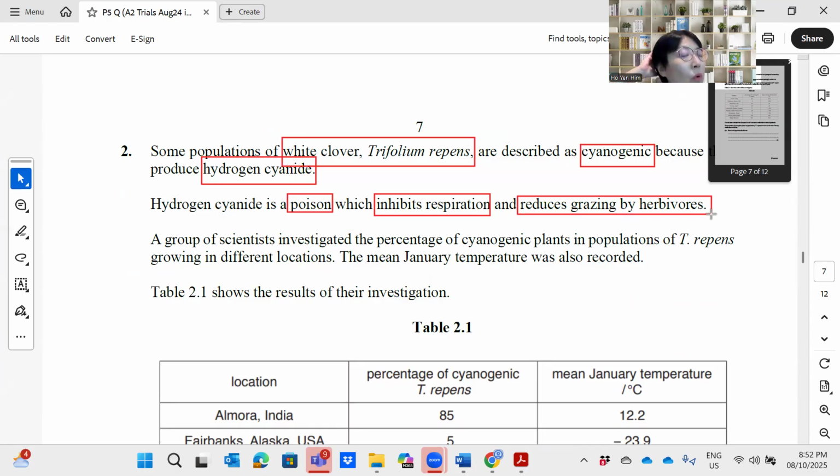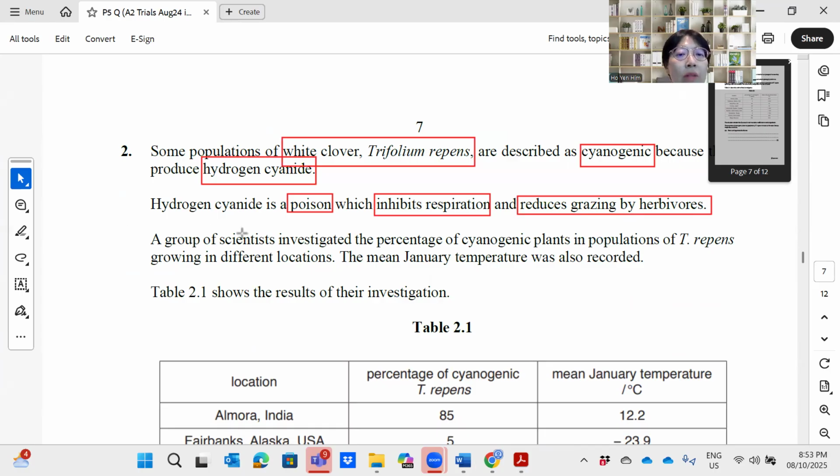So this is a way to protect the plant so that when herbivores eat the plant, the respiration rate of the herbivore will be affected. The herbivore becomes weak, for example. Or if it's serious, they may even die. So they will try to avoid this plant because when they become weak, that means they feel unwell. So they know that they cannot consume this plant.